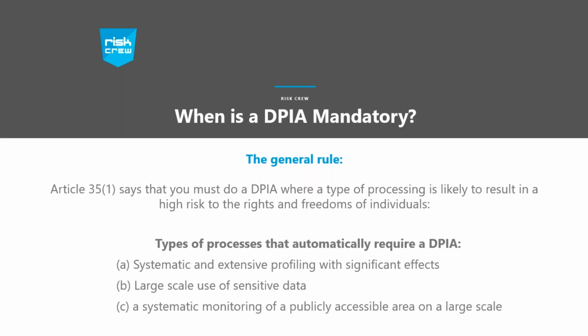The types of processing listed here are systematic and extensive profiling with significant effects, the large-scale use of sensitive data, and systematic monitoring of a publicly accessible area on a large scale. Here, the type of processing, in particular using new technologies, taking into account the nature, scope, context, and purposes of the processing, is likely to result in high risks.